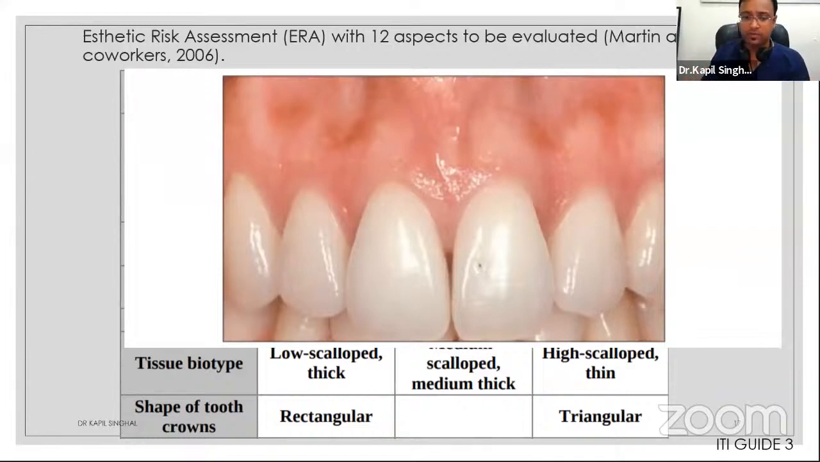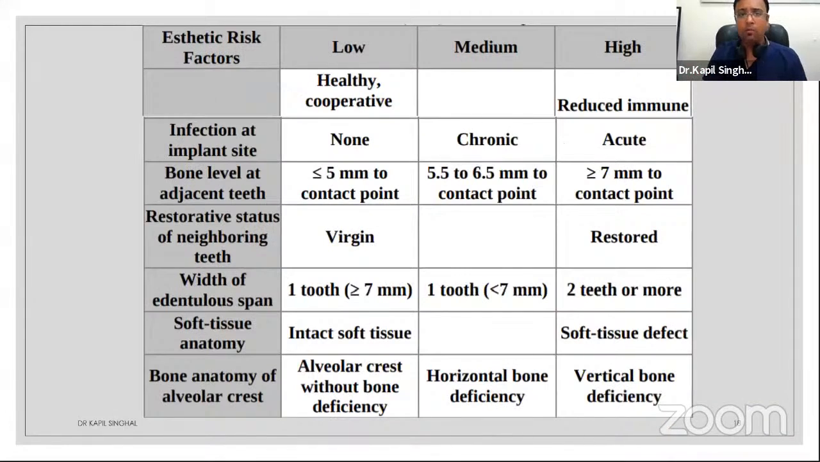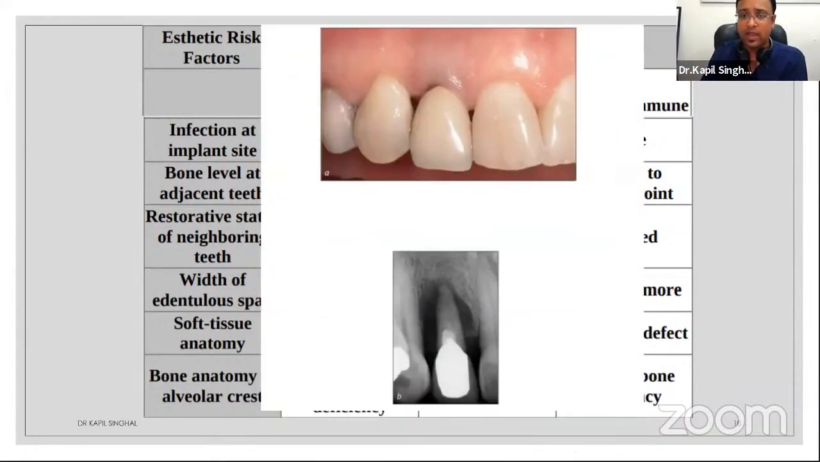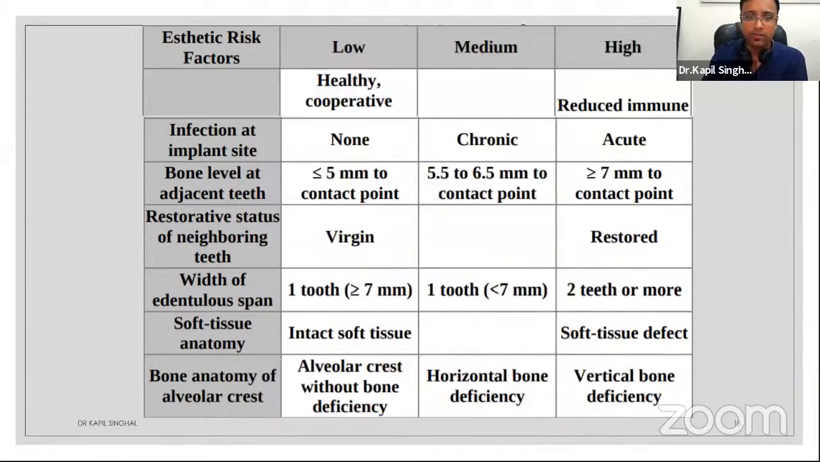Now next, is there any infection in the site? If you're placing an implant, it means that the tooth is infected. So is there any infection, acute or chronic? What type of infection is there? If there is an acute infection, you may need to first treat that acute infection. So you have to categorize the type of infection and the risk involved.